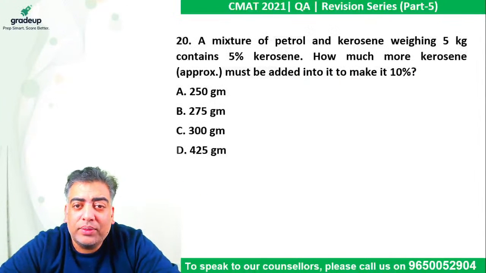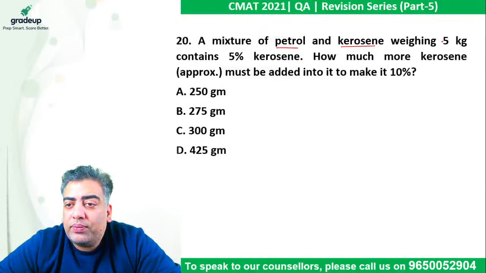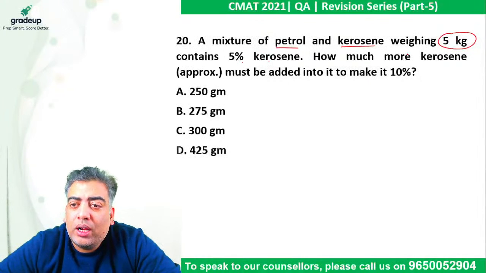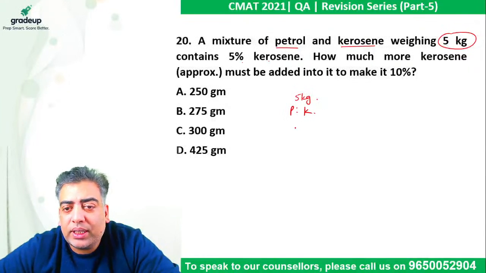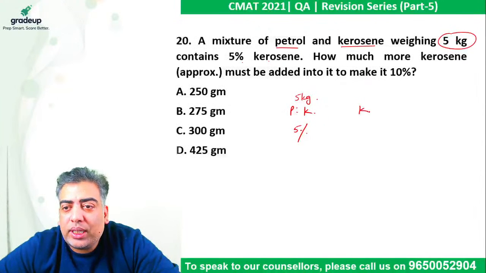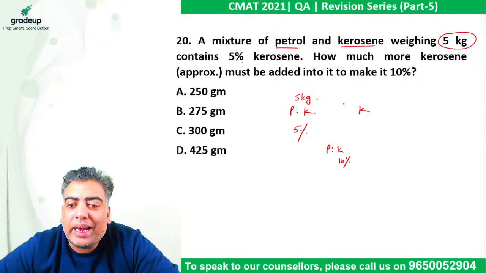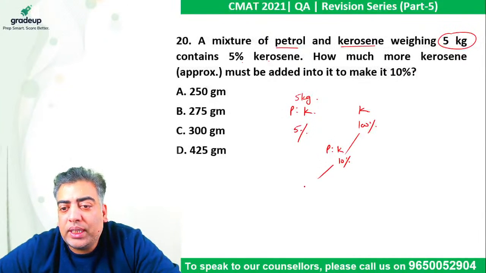Okay, so the answer got revealed first. A mixture of petrol and kerosene weighing 5 kg contains 5% kerosene. So you have a 5 kg mixture of petrol and kerosene which contains 5% kerosene. How much more kerosene must be added to make it 10%? So the kerosene that is getting added is 100% kerosene. So we just need to aggregate it.